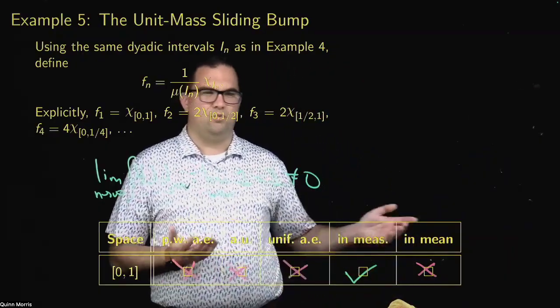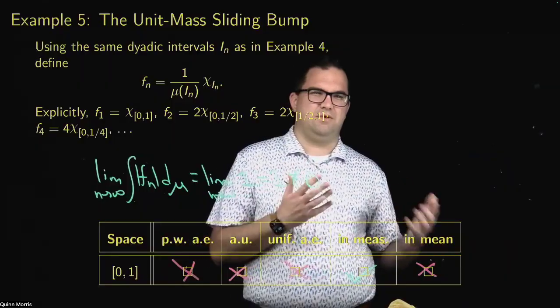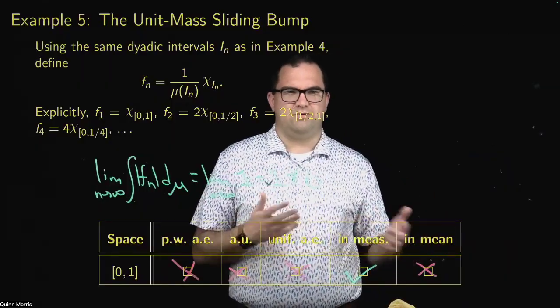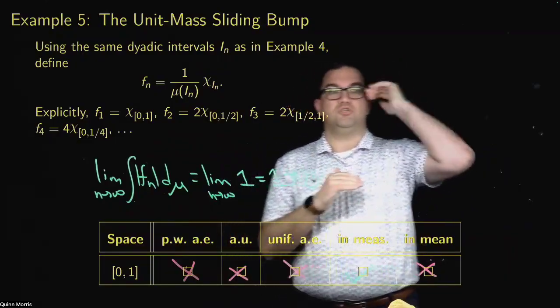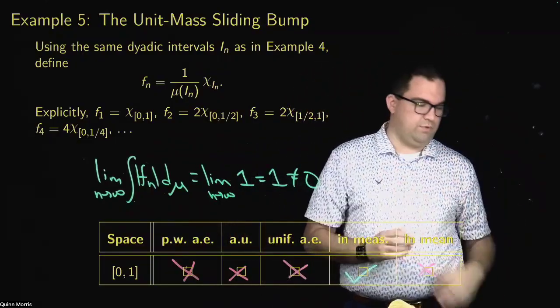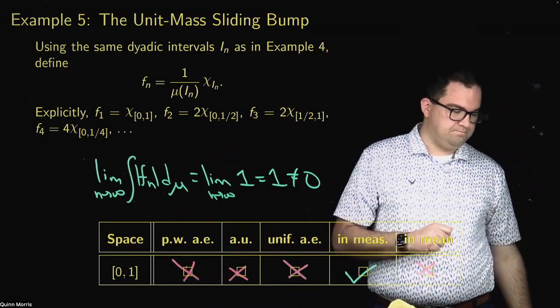And finally, I just want to say, again, this one fails convergence in measure. Does that mean it's the weakest one? Well, it means it's relatively weaker than a lot of other things, but it may not be a strict hierarchy of here's the strongest form of convergence and here's the weakest form of convergence.